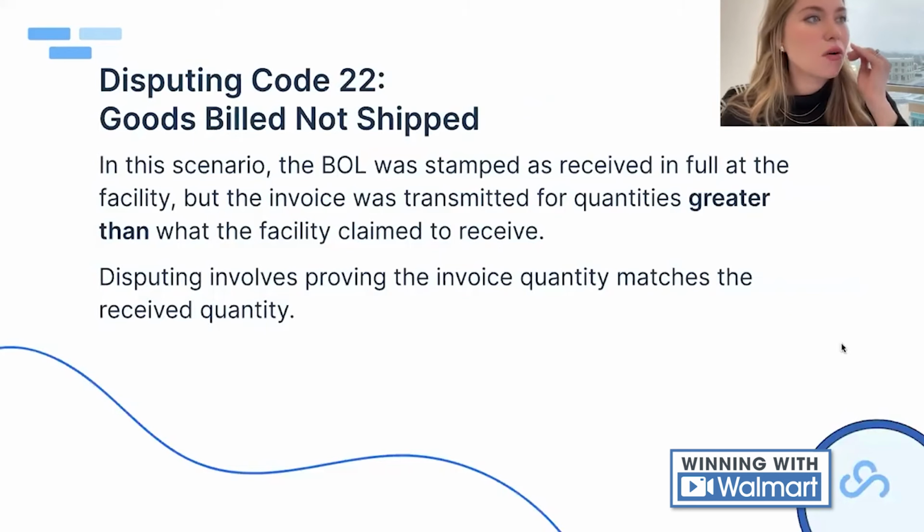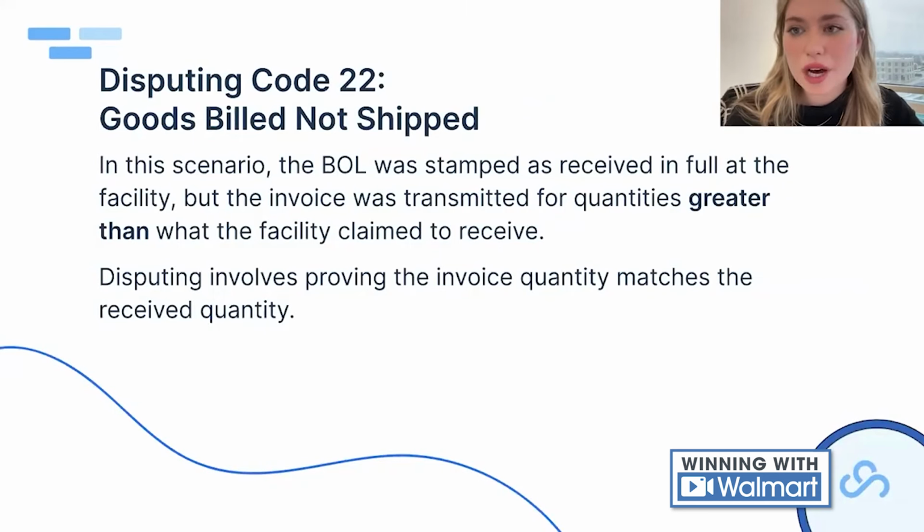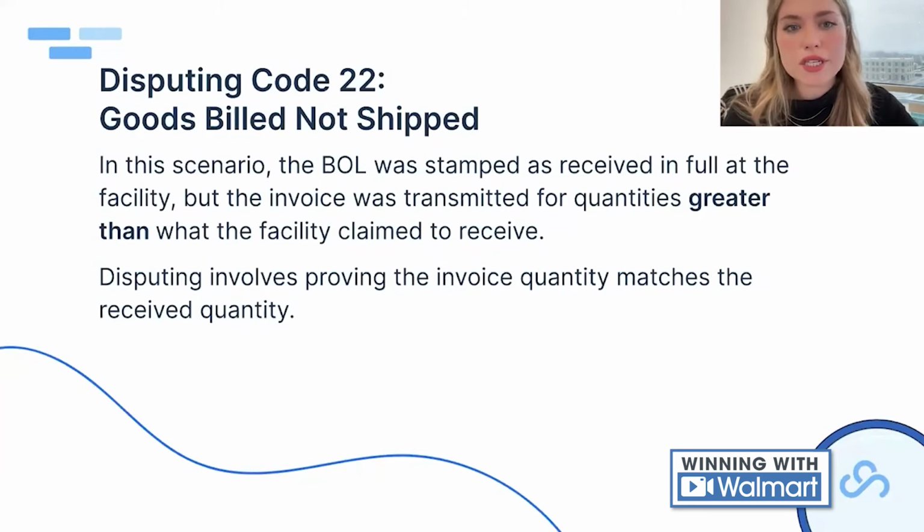Okay, so disputing code 22. How do you actually go about disputing that shortage code? This is that goods billed not shipped. In this scenario, the bill of lading, or the BOL, was stamped as received in full at the facility, but the invoice was transmitted for quantities greater than what the facility claimed to receive. Okay, so let's break that down.